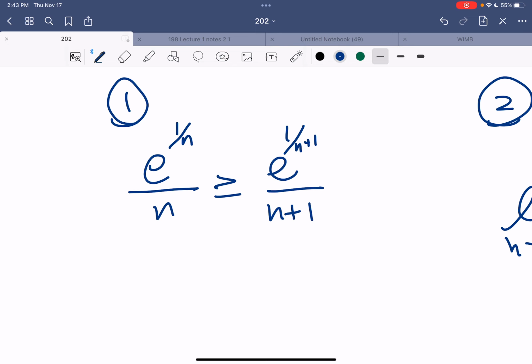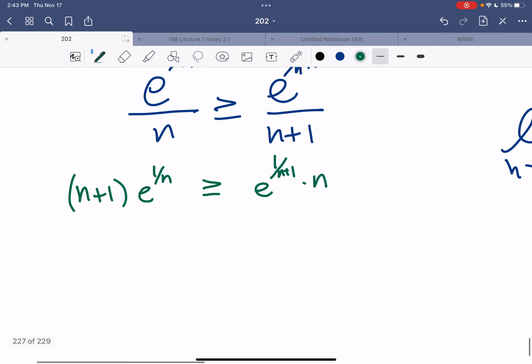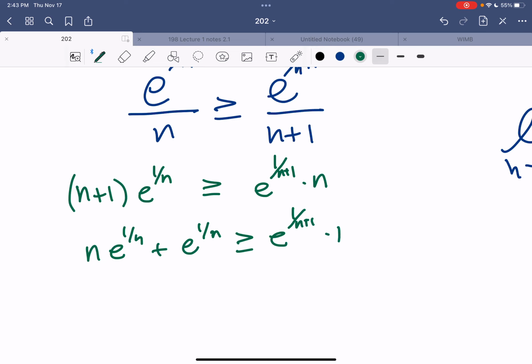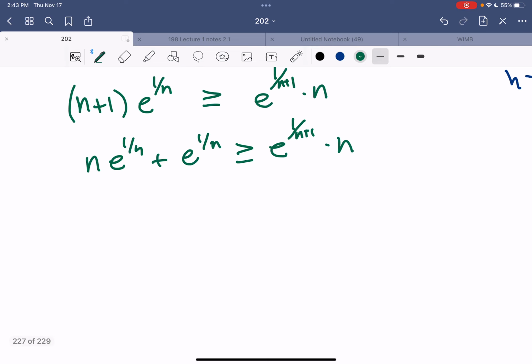Okay, let's see what we can do with this one. Let's cross multiply. So n plus 1, e to the 1 over n, greater than or equal to e to the 1 over n plus 1 times n. And this is n e to the 1 over n plus e to the 1 over n, greater than or equal to e to the 1 over n plus 1 times n. Okay. Again, the algebra gets a little bit tricky here.